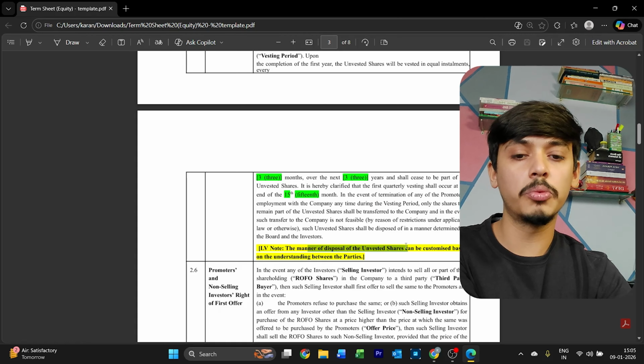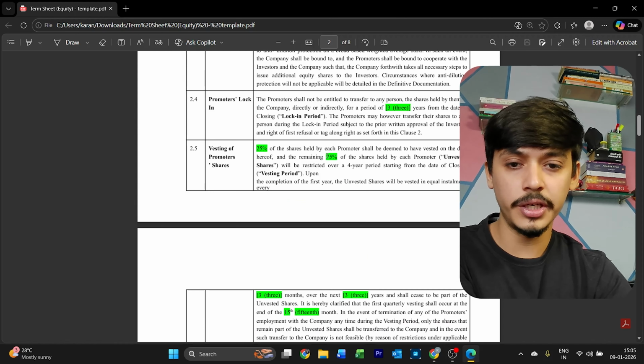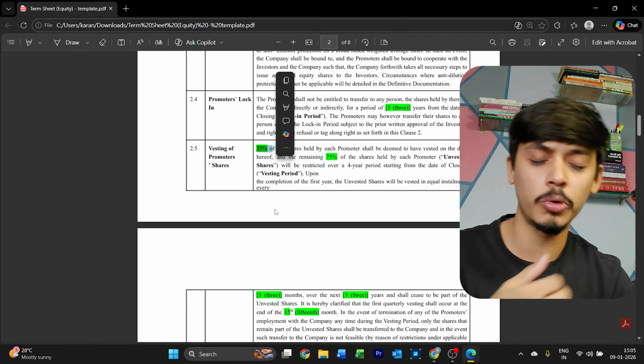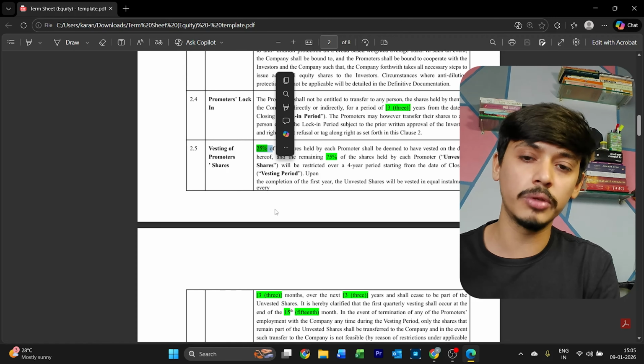So the manner of disposal of the unvested shares can be customized. So this might be 6 months. The percentage of unvesting can be lower. 50% can be given to the promoters on day 1, 50% over the next 3 years. So it totally depends upon how things are negotiated.